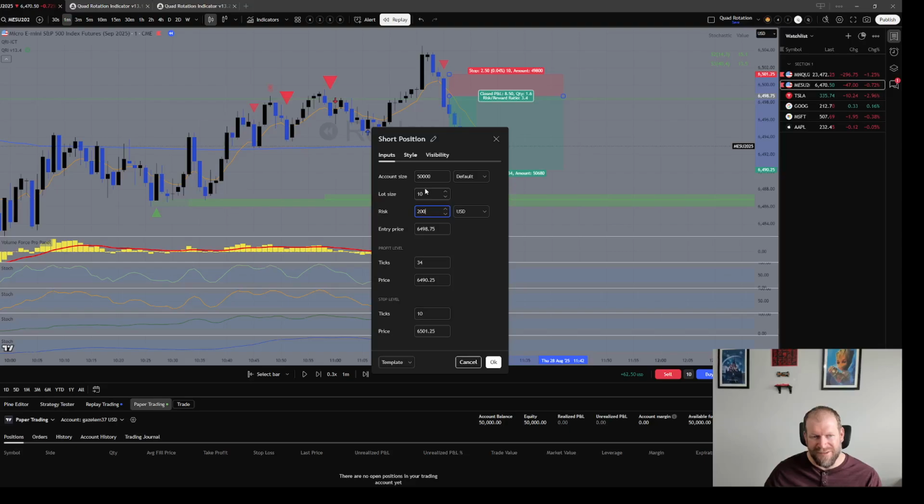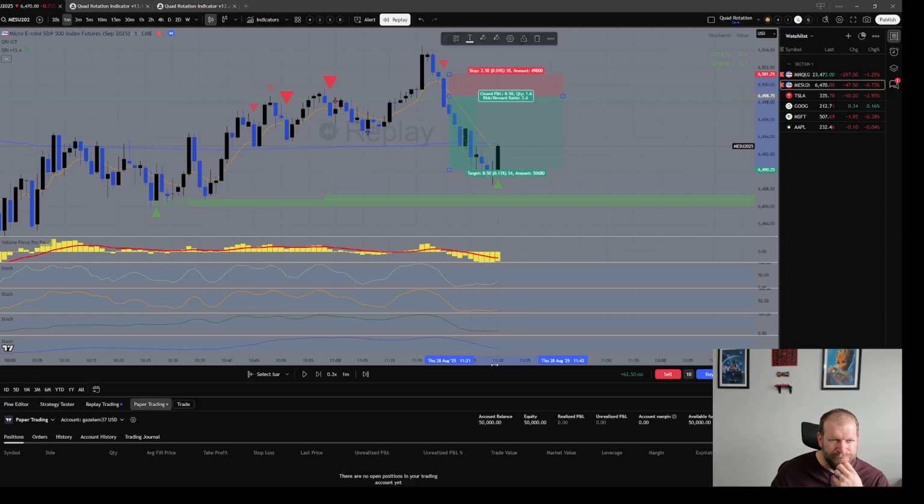If I were to risk 10 lots, $200, 10 ticks, that's probably about right. In fact, I would say that should be about right. 10 ticks, $200, 10 lots, somewhere in that zone. So that means that is a $200 stop loss and a $680 take profit if you took it all the way to the bottom of the indicator.